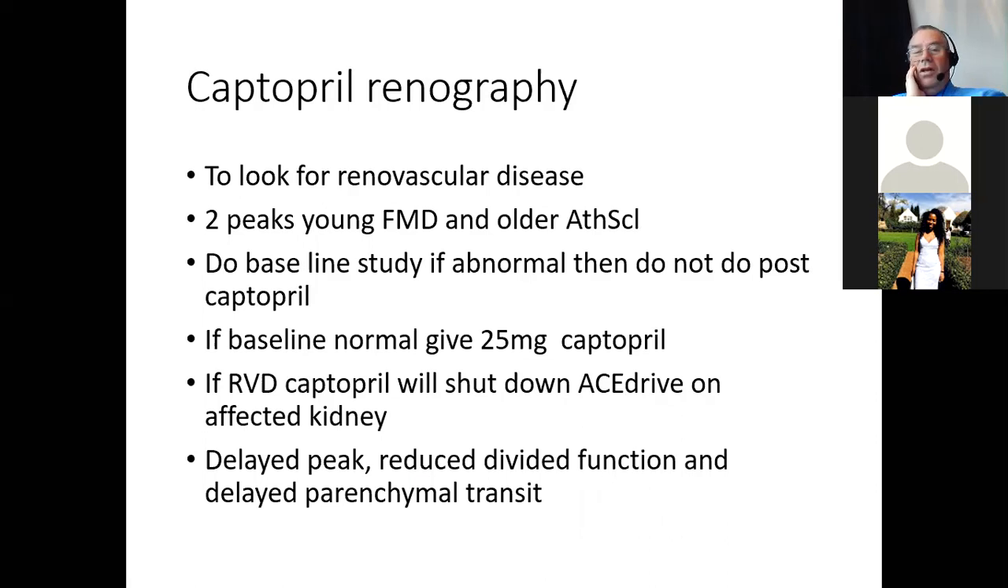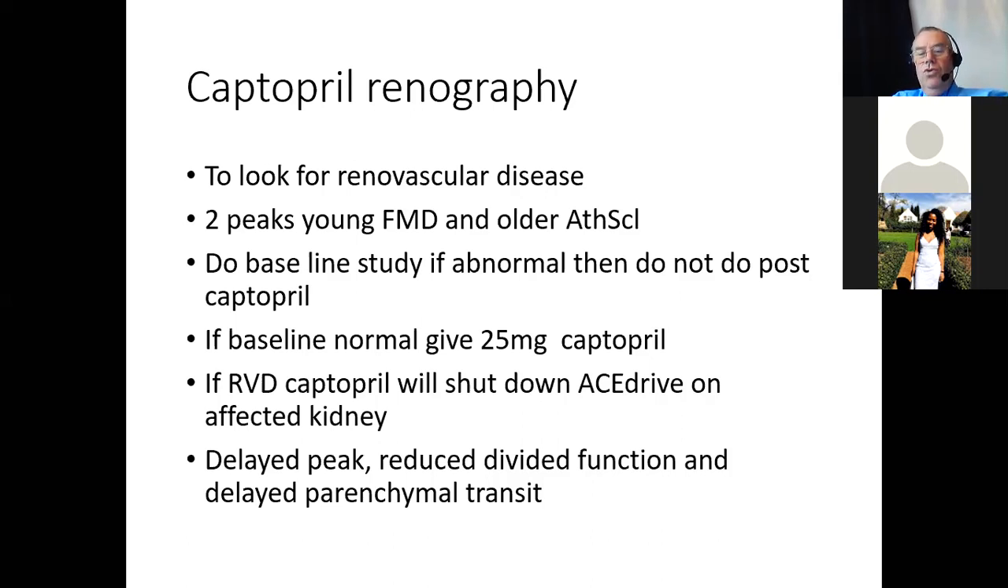So the final intervention we can do is captopril renography, and this is looking for renal vascular disease. And there are 2 peaks. In the younger patient, it's due to something called fibromuscular dysplasia, which is where there's additional muscle tone around the origin of the renal artery. In older patients, much more common in an elderly population, is atherosclerosis. And basically what you should do is 2 studies. You do a baseline study first, and if this is abnormal, then probably don't go on to do a post-captopril study, particularly in the elderly, because you could actually damage the kidney.